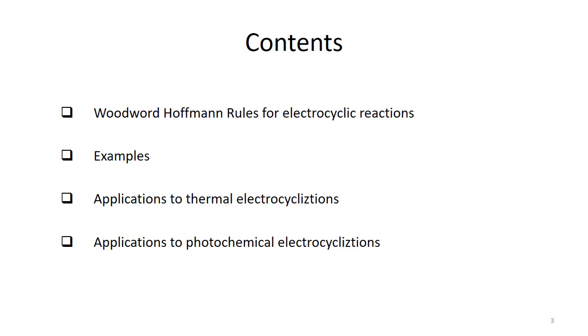Here are the brief contents of today's presentation. Today we shall discuss the Woodward-Hoffmann rule for electrocyclic reactions: what the rules exactly are, and a brief explanation of these rules. Then we shall apply these rules to certain examples, like the conversion of cyclobutene to butadiene, and another example like this. And then we can compare its application to thermal electrocyclization and also photochemical electrocyclization. Or in the reverse case, we can also say electrocyclic opening reactions too.